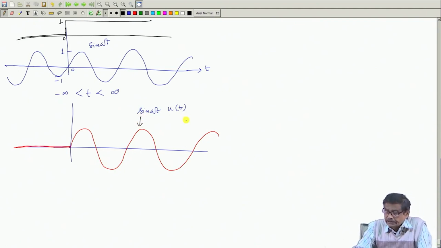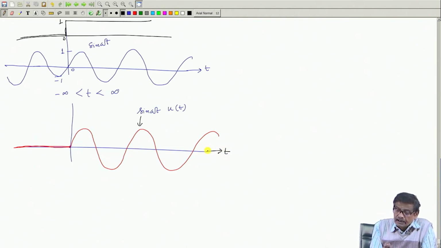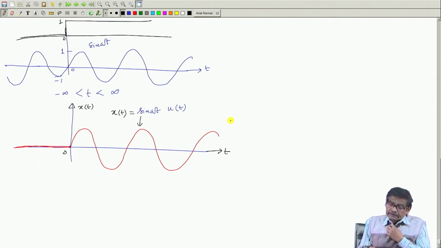This type of signals we will be mainly dealing with while solving circuit problems and trying to use the Laplace transform. So, this x(t) is a general function, for example, that I have sketched, sin omega t u(t). Clear? See, you can play around with these functions.